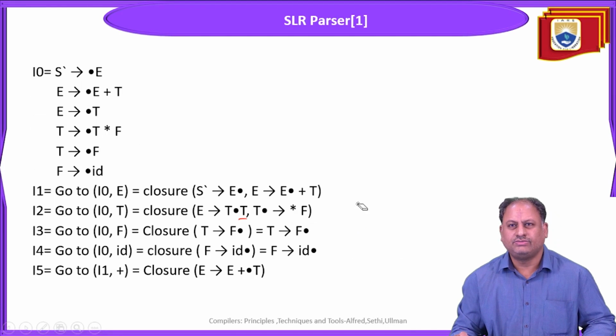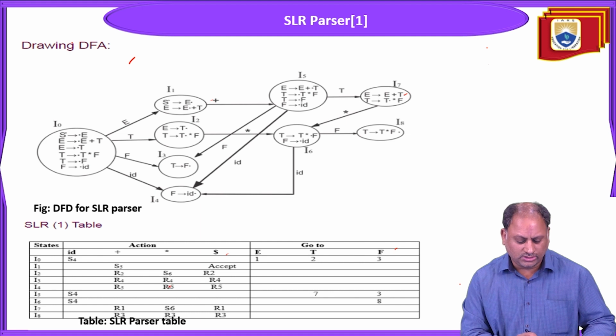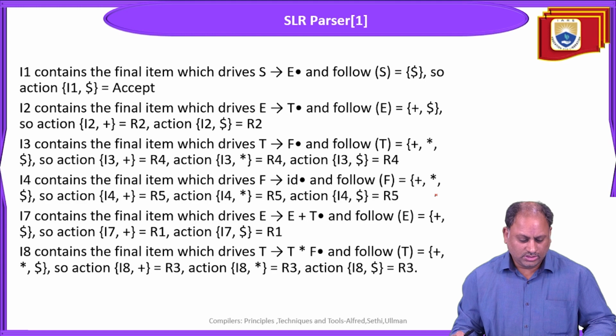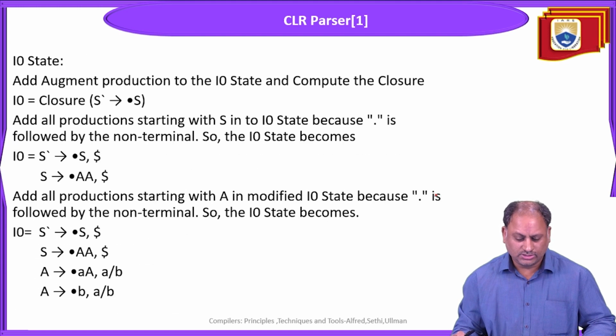If you observe any entries in this table with more than two entries, then it is not an LR parser. Here all the entries are single entries only, so we can say that the given grammar is an SLR parser. And the closure operations we can find out for each separately.